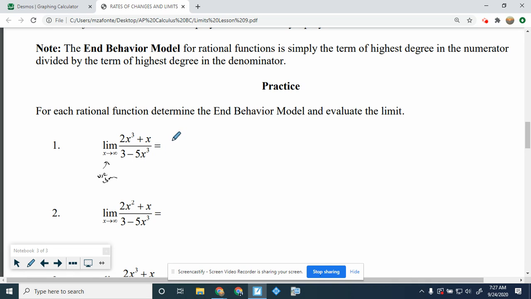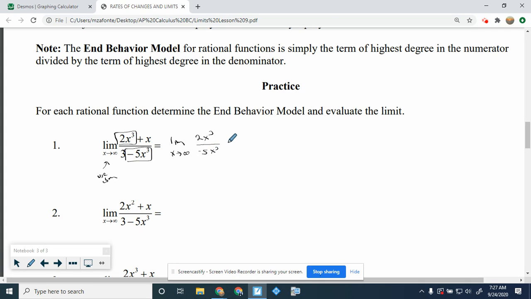So now what would it be? Well, it'd be the limit as x goes to infinity. I'm going to write an equivalent limit here. The end behavior model would be the term of highest degree in the numerator, 2x cubed, divided by the term of highest degree in the denominator, where I have to take the coefficient, so that's negative 5x cubed.